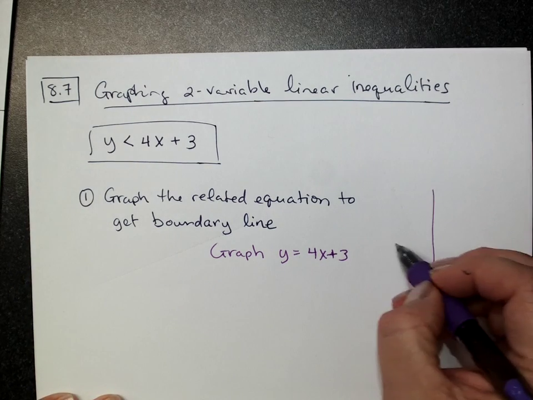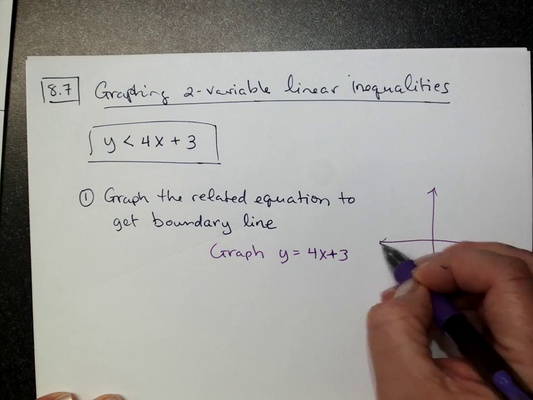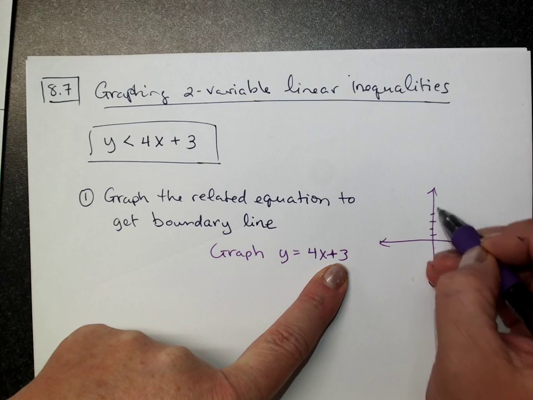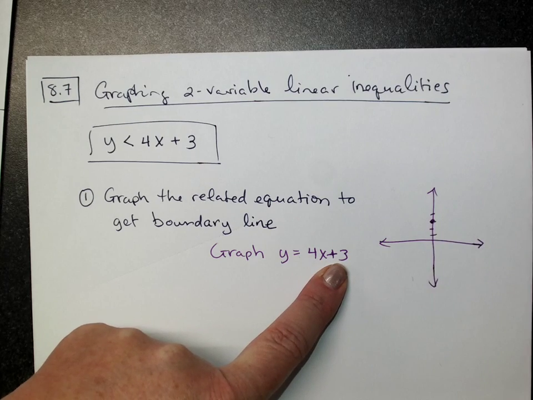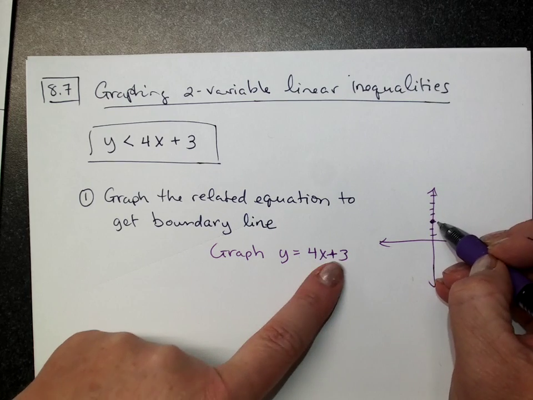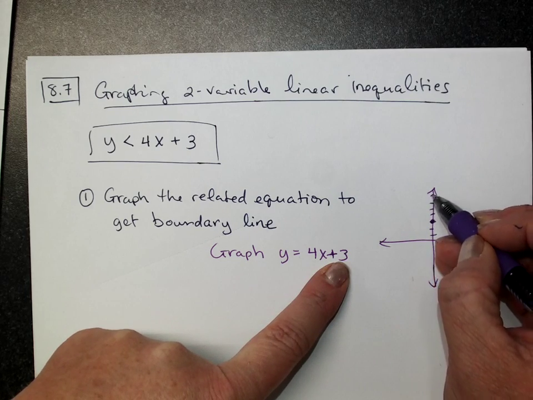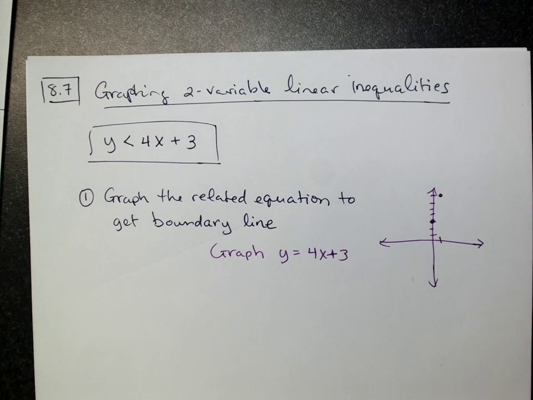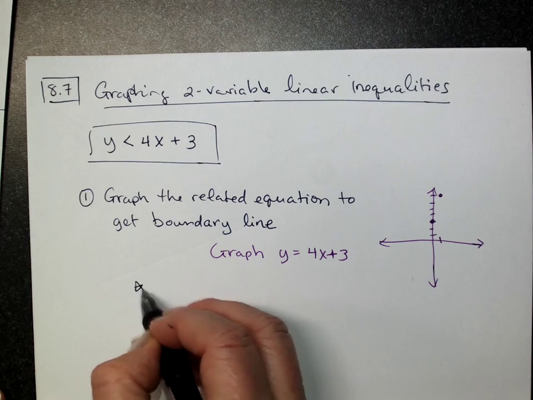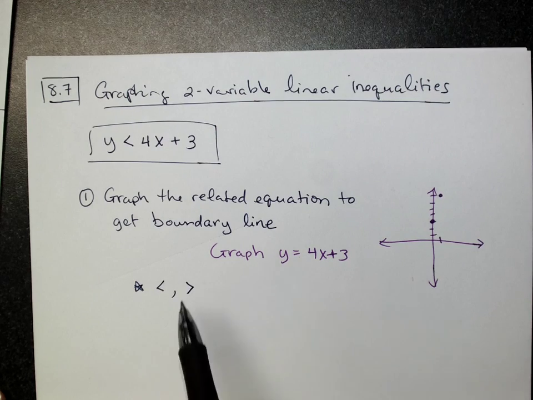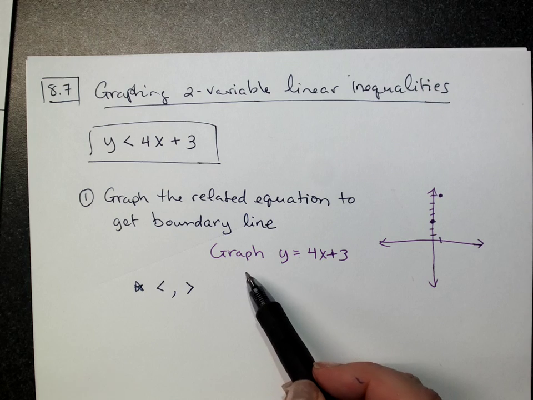Okay. I'm just going to do a really quick little graph here. I see that my y-intercept is 0, 3. And my slope is 4, or 4 over 1. So I start at 0, 3, and I go up 1, 2, 3, 4, and over 1. Okay. So there's my line. But before I draw in my line, what I need to ask myself is, if it is less than or greater than, is my line going to be included in the solution?